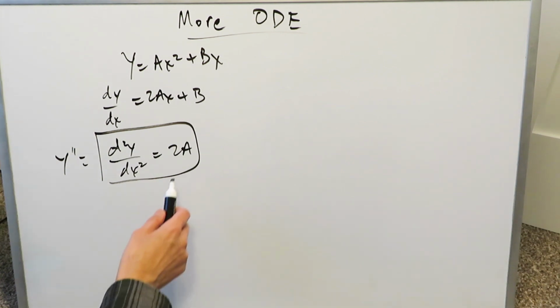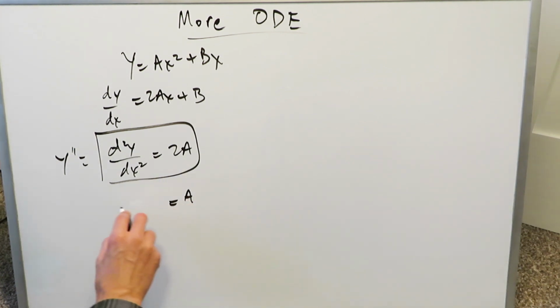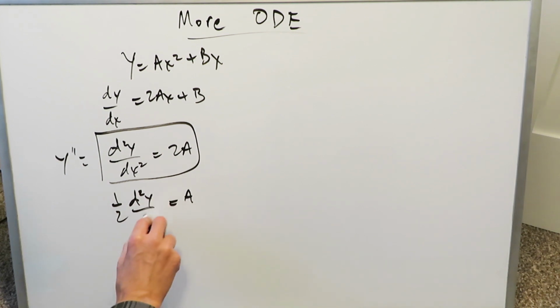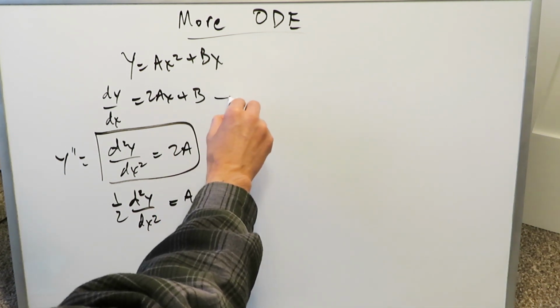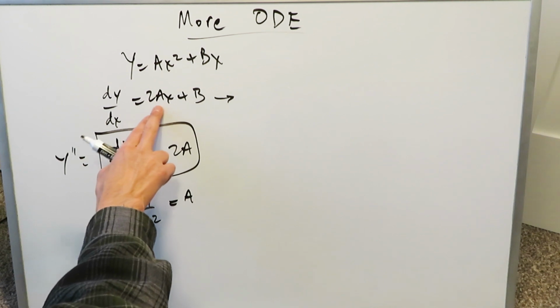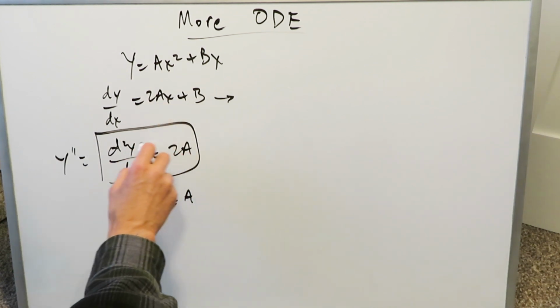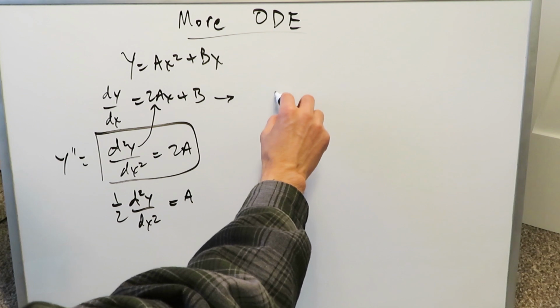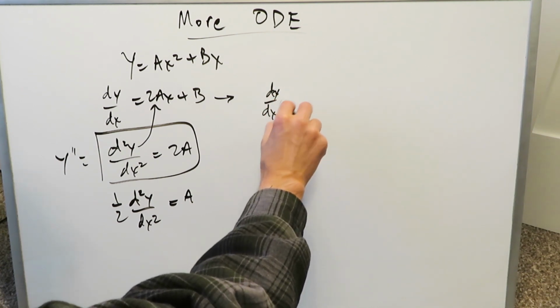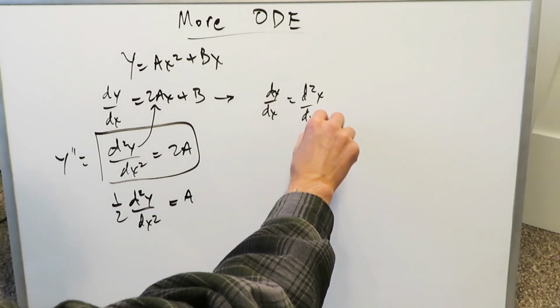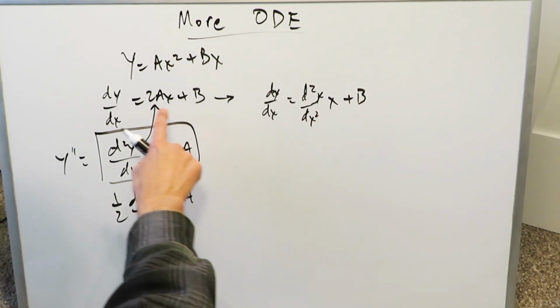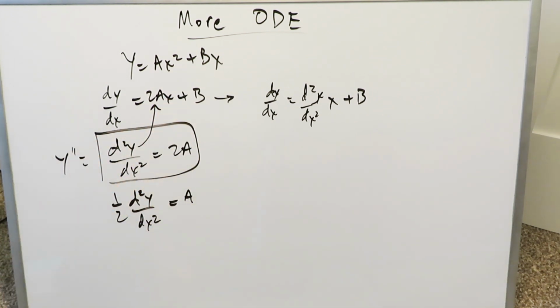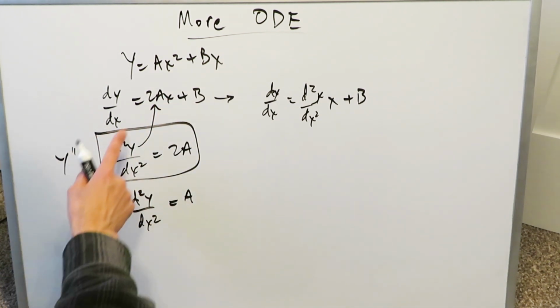What I can do from here is solve for a. I'll have 1 over 2 d squared y over dx squared. I have that coming out in terms of a. And what I can do from right over here is solve for b. In this instance, I can solve for b, and I can also plug the 2a right over here. I'll have dy over dx is equal to d squared y over dx squared times x plus b. You see, 2a got substituted with the second derivative of y with respect to x right over here.